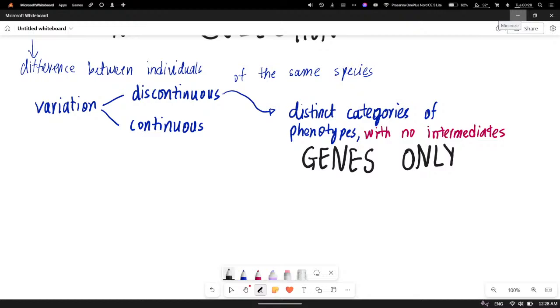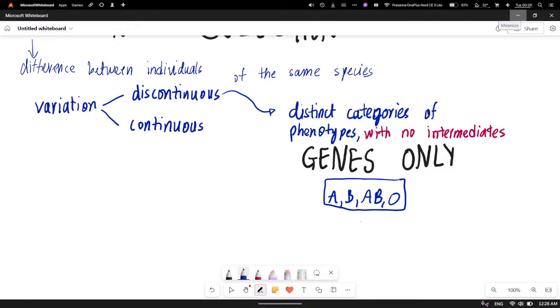Blood groups are an example of discontinuous variation because everyone fits into one of four definite categories: A, B, AB, or O. Someone cannot come and tell me that their blood group is Z because it doesn't exist. So it's part of a distinct number of phenotypes. There are no intermediates. We don't have A1, B2, O3, something like that. We just have A, B, AB, or O.